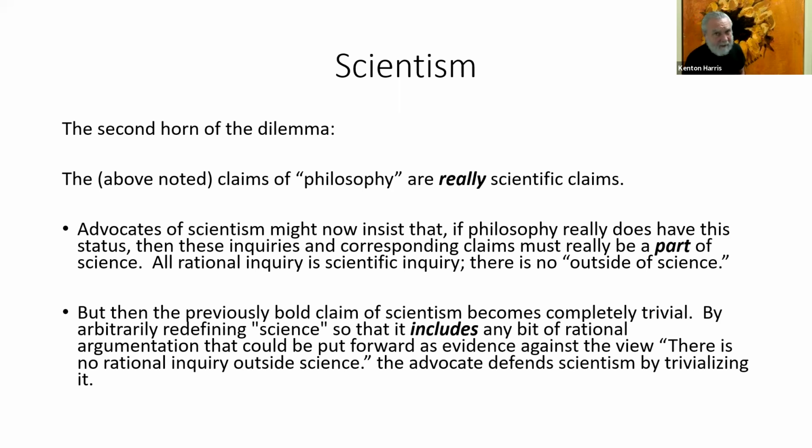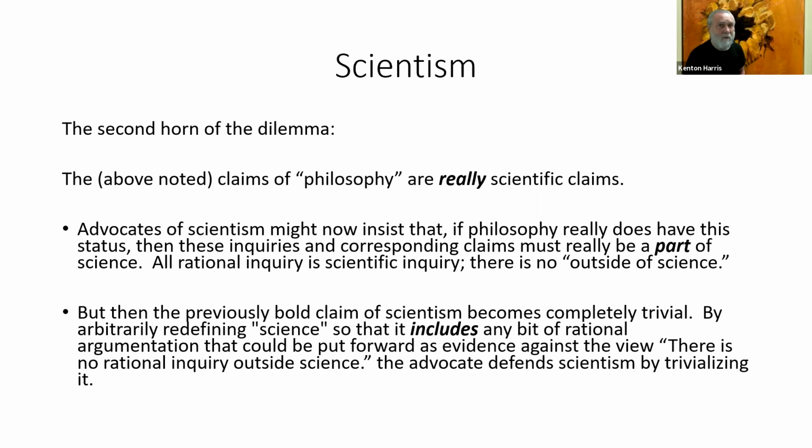But then, if you take that route, the previously bold claim of scientism becomes completely trivial. By arbitrarily redefining science so that it includes any bit of rational argumentation that could be put forward as evidence against the view that there is no rational inquiry outside of science, the advocate defends scientism by trivializing it. So notice, if I said there is no rational inquiry outside of rational inquiry, that's a trivial claim. If I identify science as being all rational inquiry, then to say there's no rational inquiry outside of science, all I'm really saying is there is no science outside of science. Yeah, okay, that's true, but it's trivial, right?